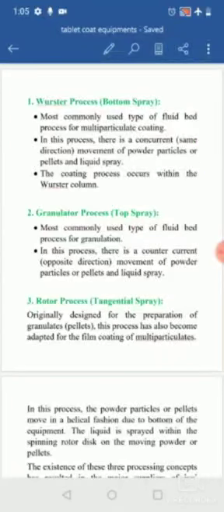As already discussed, both the coating solution and the air you are going to introduce from the bottom. Both the spray and the air are going to move in the same, that is the concurrent, direction. The coating process occurs within the Wurster column. That is the equipment known as the Wurster column, so it all happens within the column only.